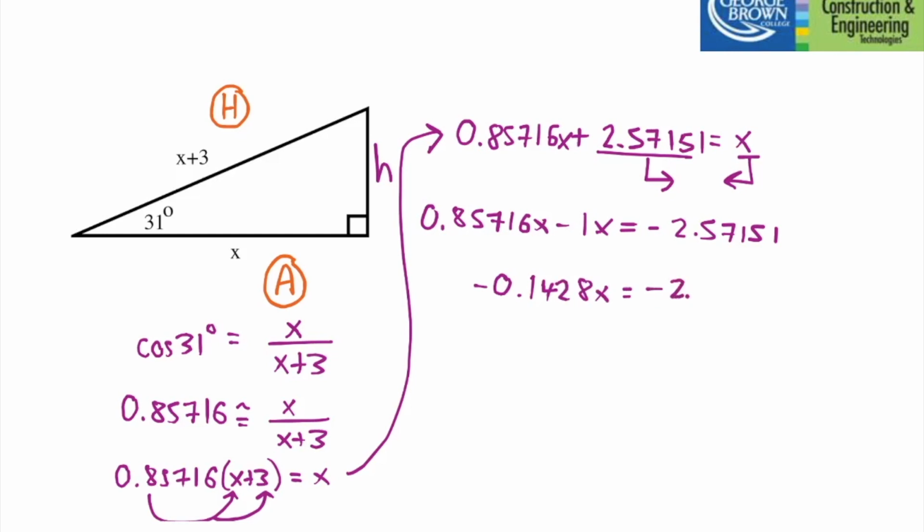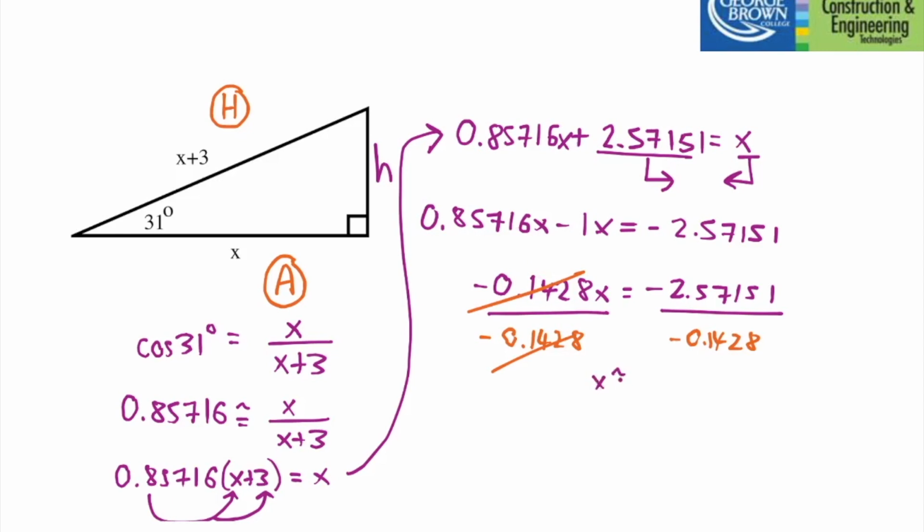So it's just an algebraic marathon. And if you divide both sides by that decimal, you're going to get the answer that you need. And x is going to be 18.00. So it's pretty close to 18. And that's in meters. I think the question is in meters, it said.